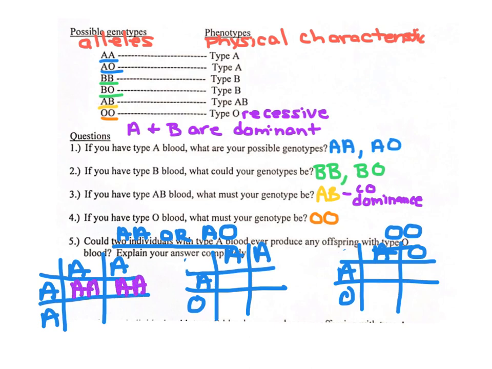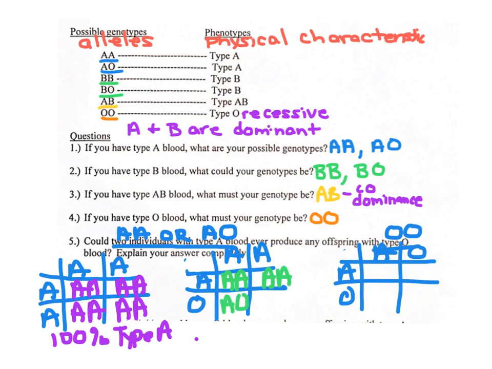If we fill out our Punnett squares, in this first one, if we do two homozygous type A bloods, we get 100% type A. If we take a look at our second one, we get AA, AA, AO, AO. So again, here we're going to have 100% type A blood. We have two that are homozygous and two that are heterozygous. So far, no way to have a type O blood yet.